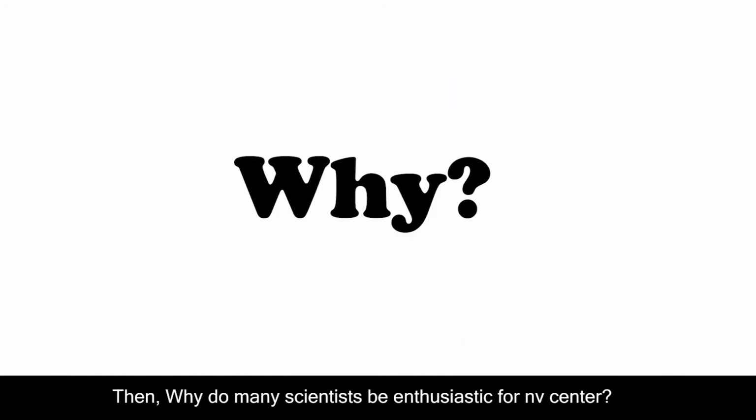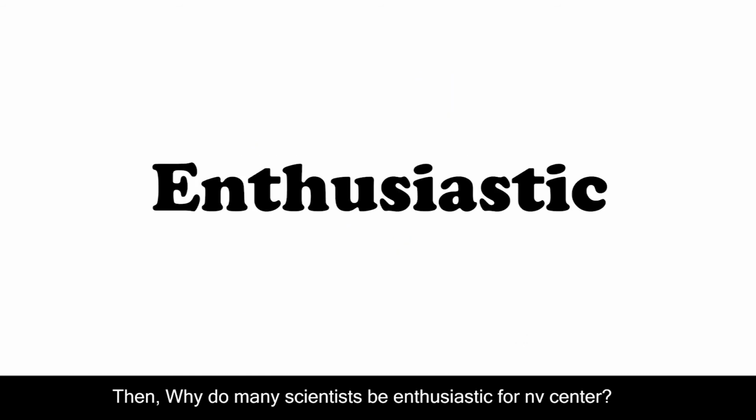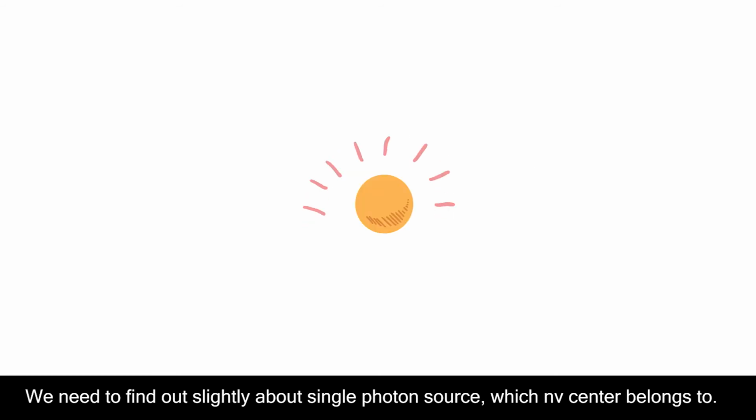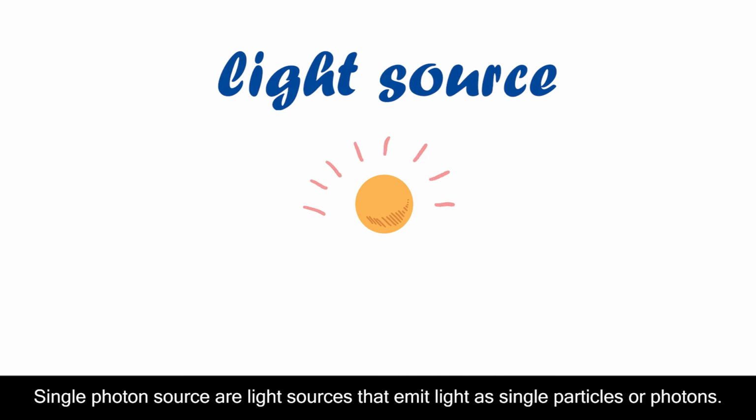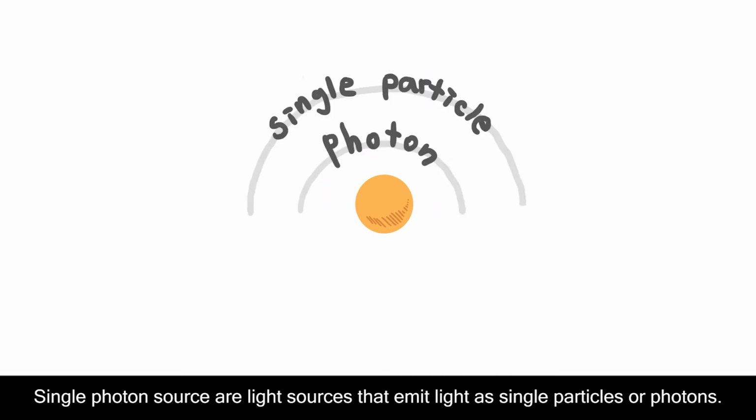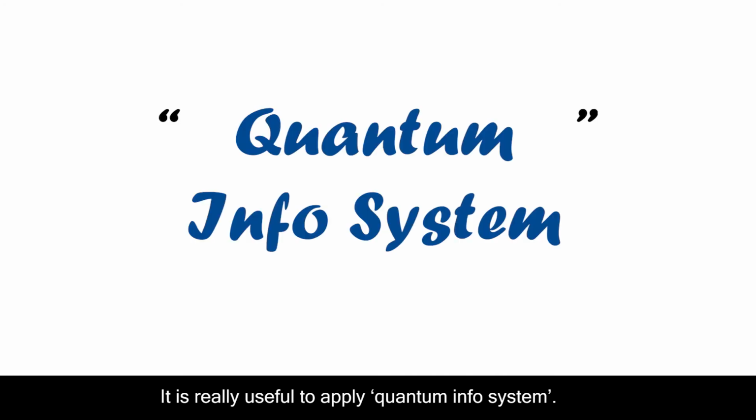Then, why are many scientists enthusiastic about the NV center? We need to find out a little about the single photon source, which the NV center belongs to. Single photon sources are light sources that emit light as single particles, or photons. It is really useful for applying to quantum information systems.